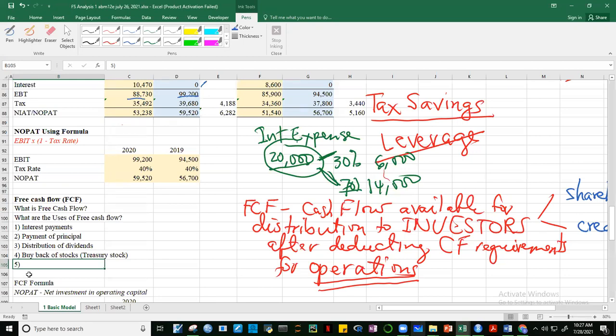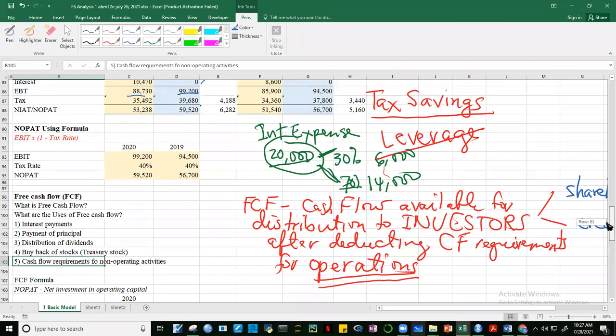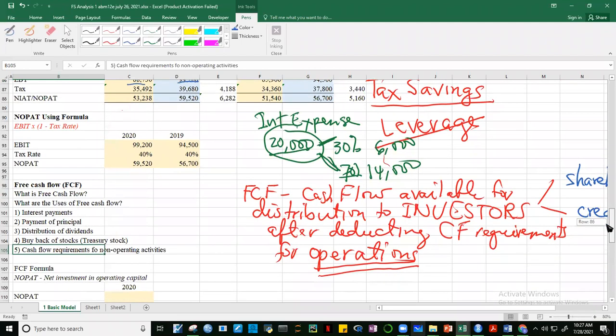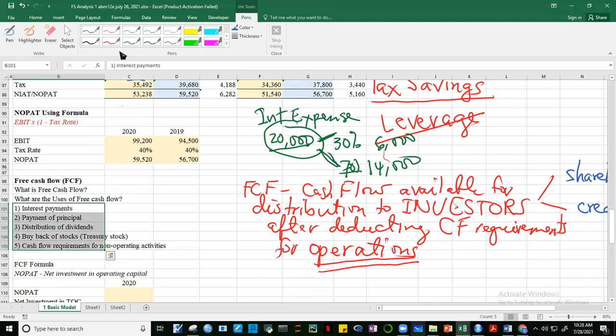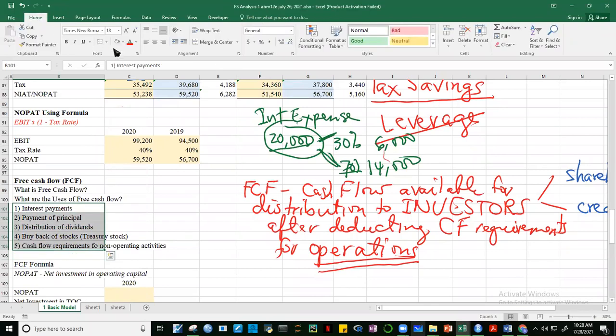Okay, and number 5, guys, will be cash flow requirements for non-operating activities. So yung mga cash flow requirements naman for non-operating activities, gamit din, that's another use of free cash flow. Okay, clear so far guys, itong concept ng free cash flow?